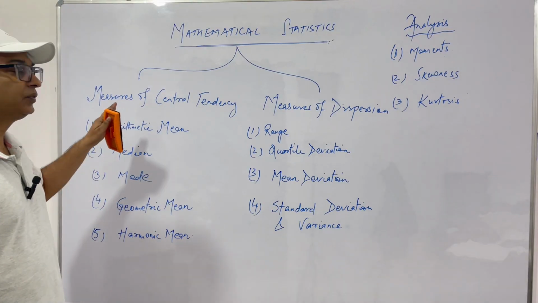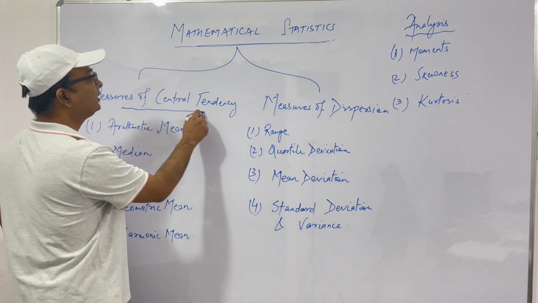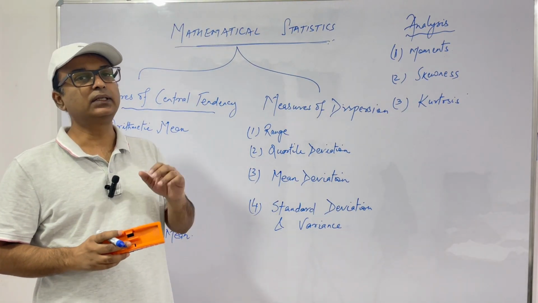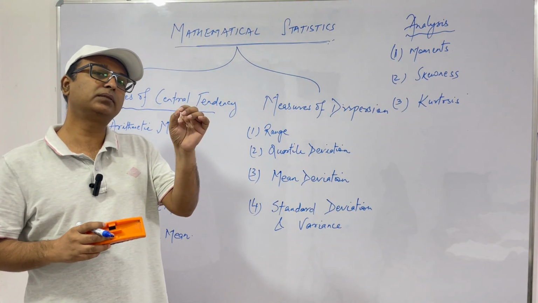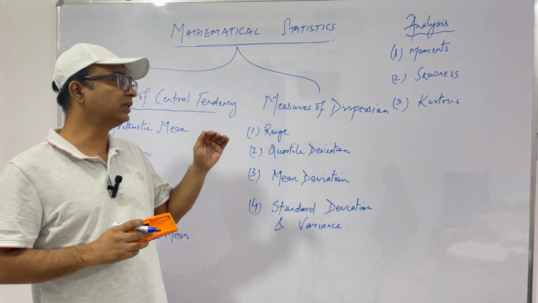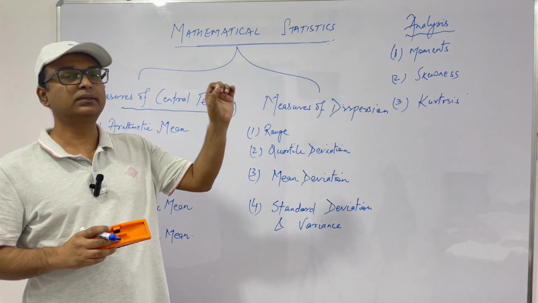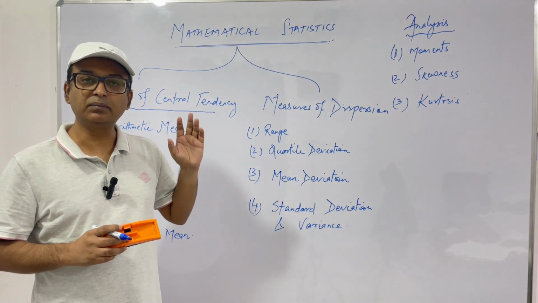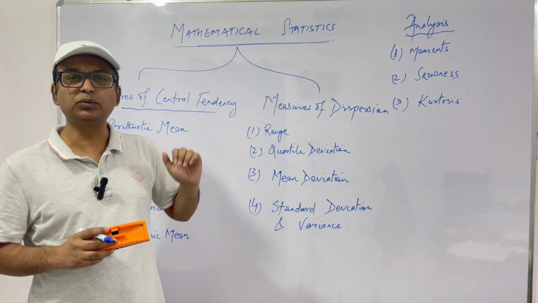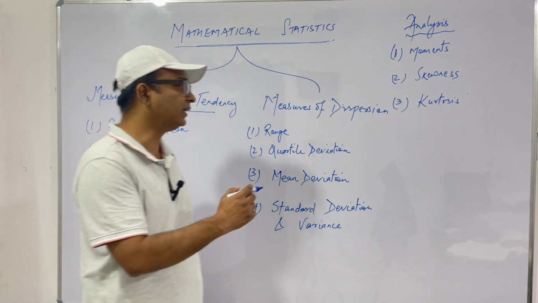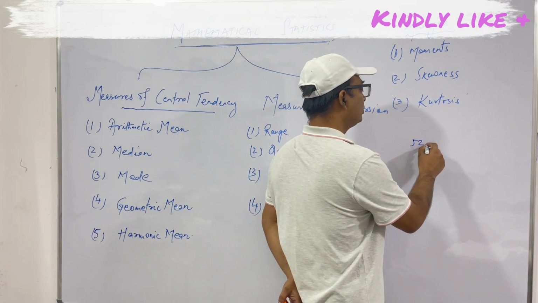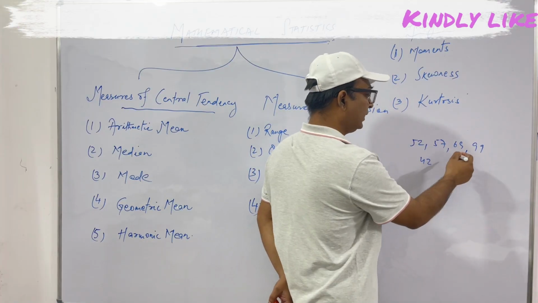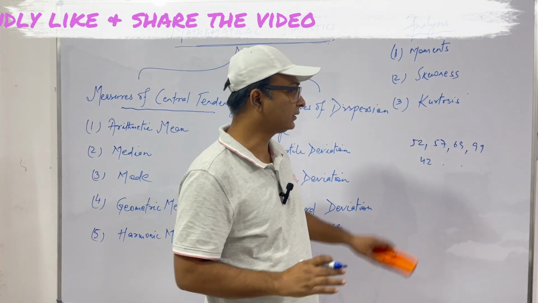So let's first of all see what are measures of central tendency. Let's take an example. We have a class of 100 students, and the marks obtained by each student is given. A has obtained, let's say, 63 marks, B has obtained 69 marks, someone has obtained 52 marks, and so on. We have all the data, let's say like this: 52, 57, 69, 99, 42. So like this we have 100 data. This is a collection of data.